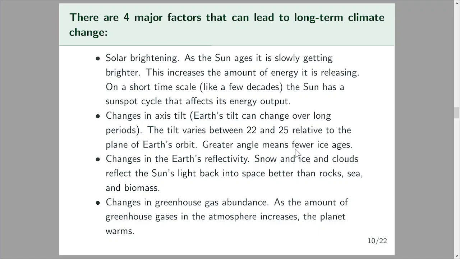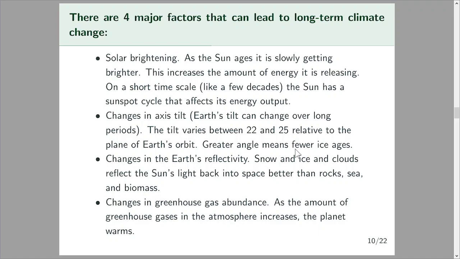If the Earth is tilted more, that means the sun is looking at the poles more, and that means it can increase the melting of the polar caps and make the polar caps a little smaller, and that reduces the possibility of ice ages.